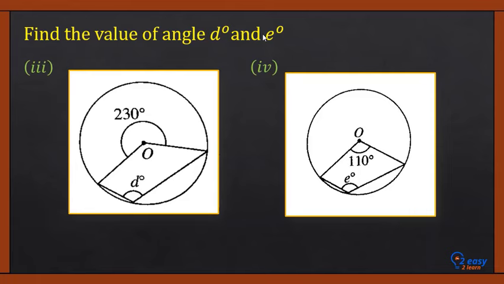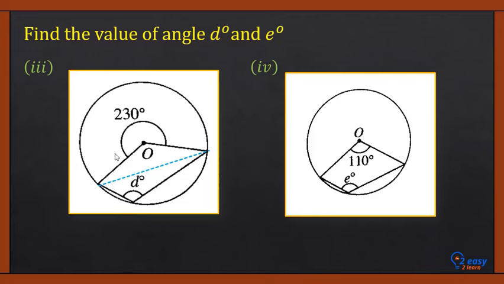Find the value of angle D and E in part 3. The angle D is formed at the circumference of the circle, and the angle of 230 degrees is formed at the center of the circle. So it is formed by the blue chord.